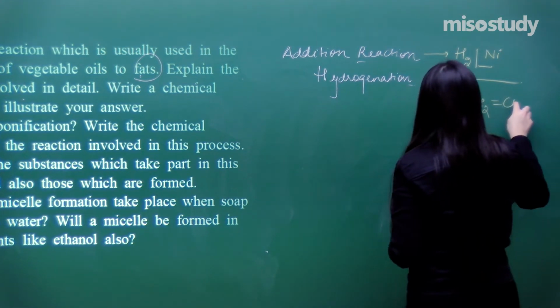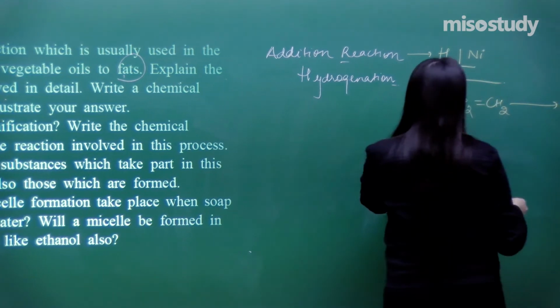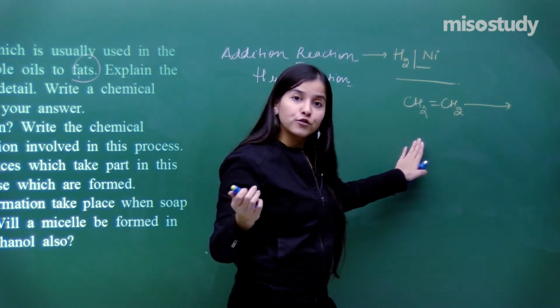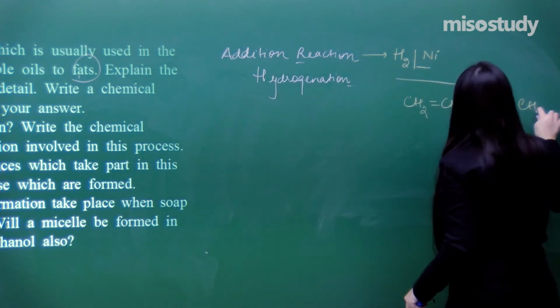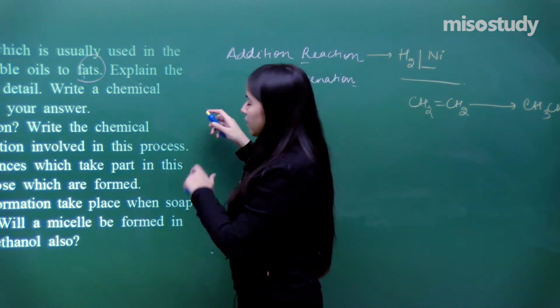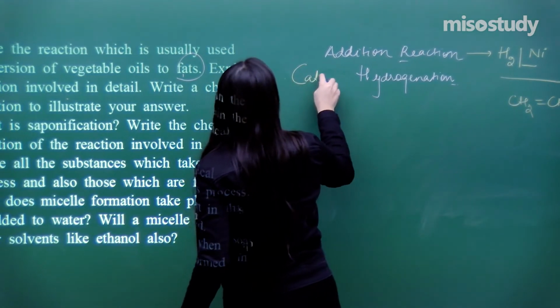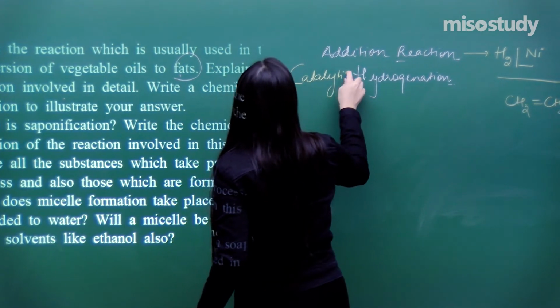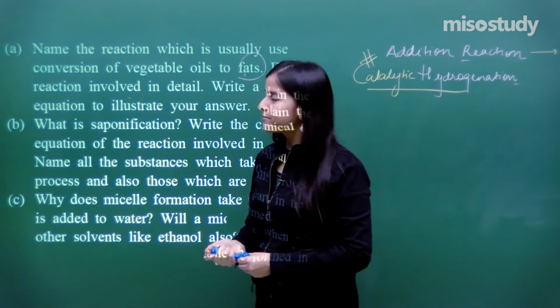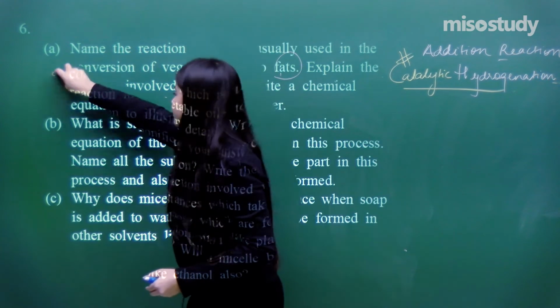Since I need to add hydrogens to any alkene, and in fact to an alkyne also, we can just convert it into alkanes, and that is a hydrogenation reaction using a catalyst. That is why it is known as catalytic hydrogenation. Important term to be learnt. Fine. So this is done.